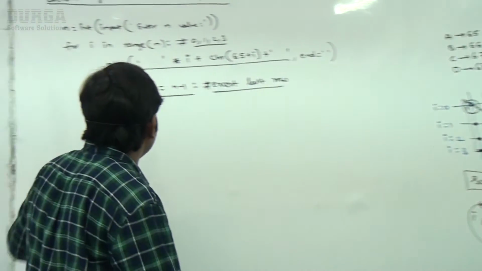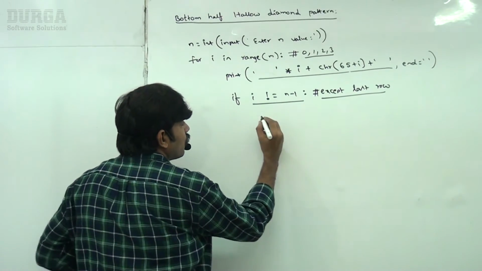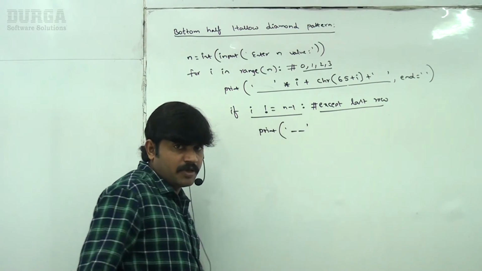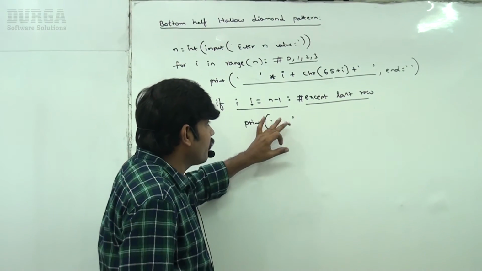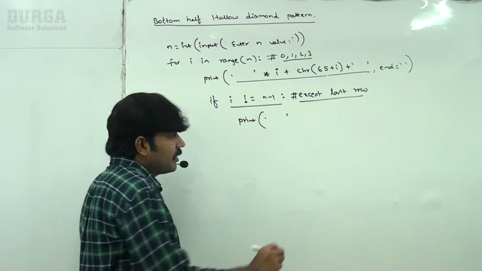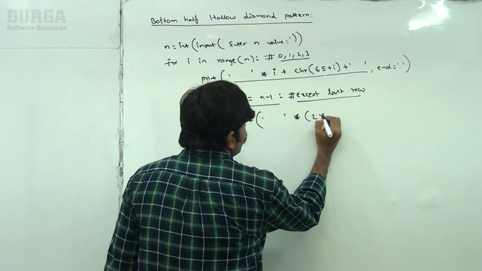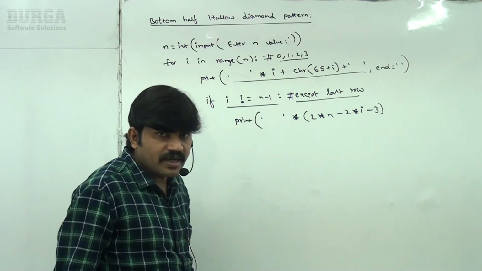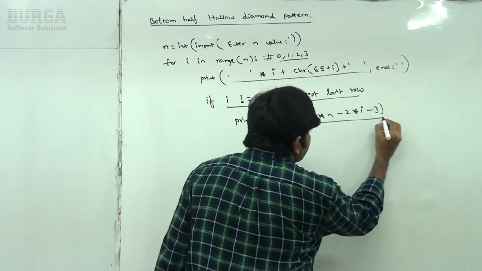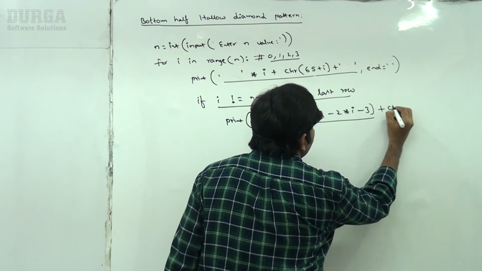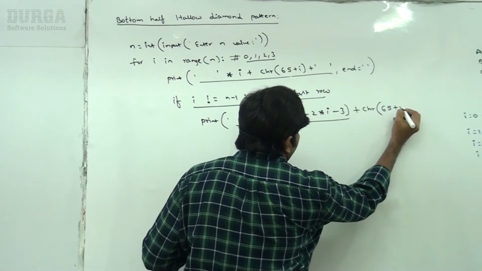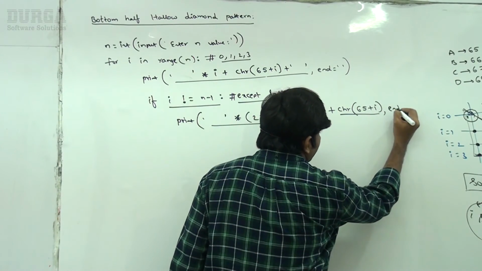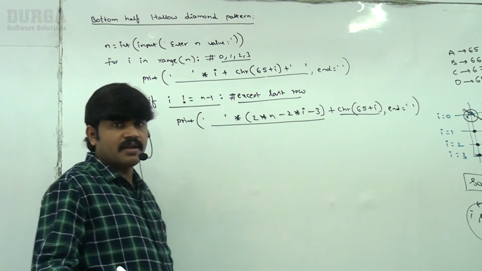Let me consider. As we already covered, except the last row, print a space followed by a space separator. How many spaces do we have to take? I spaces. One space symbol and then a space separator. How many times do we require to take, sir? 2 into n minus 2 into I minus 3. These many spaces, plus which alphabet symbol? The 65 plus I related alphabet symbol, and then end is equal to empty.